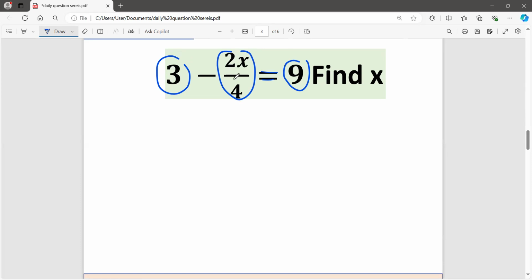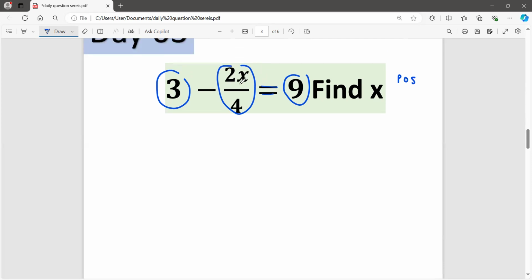Just remember these two golden rules. The letter, whatever you want to find, it should be positive. That's the first thing. Second thing, the letter, whatever you want to find, it should be in the numerator. Now the letter I want to find is in a negative form. So I can't remove this 4 and send it to the other side, because these two are two separate terms. So I have to send this entire thing to this side.